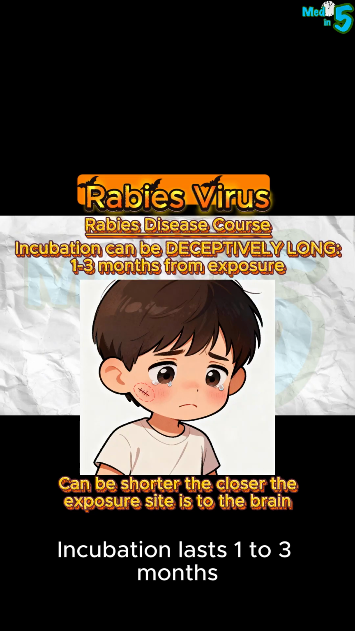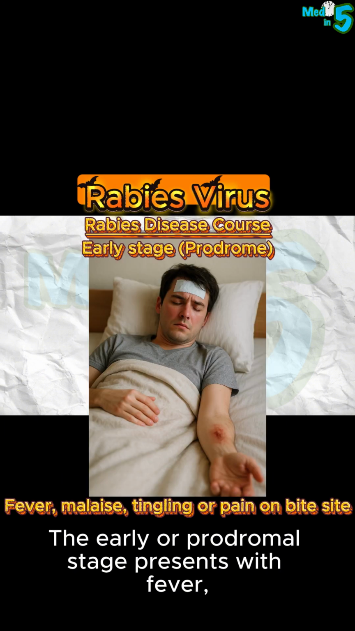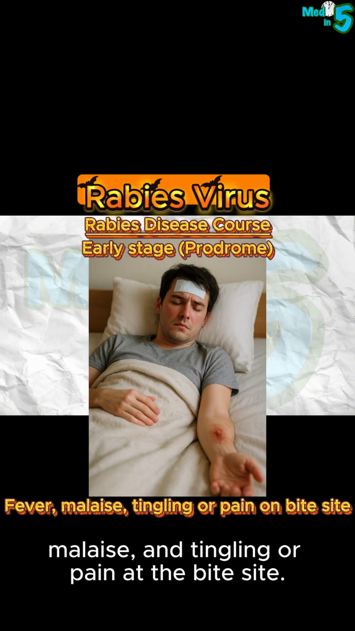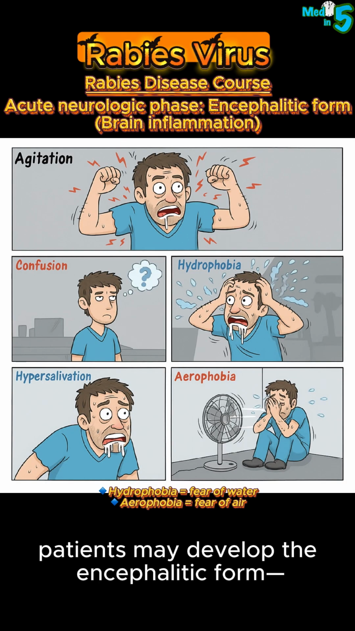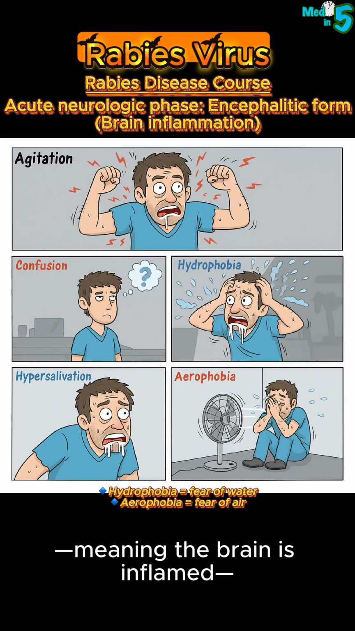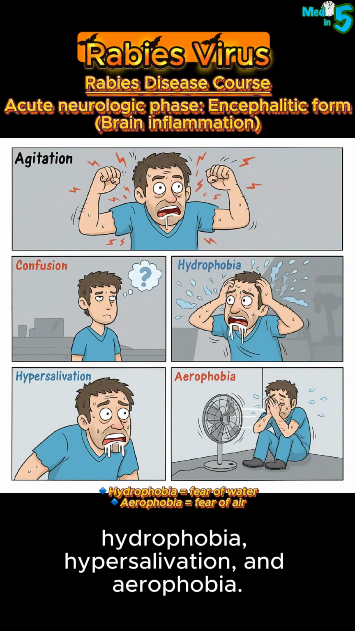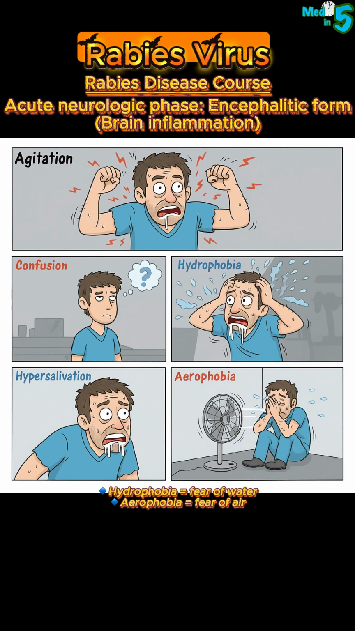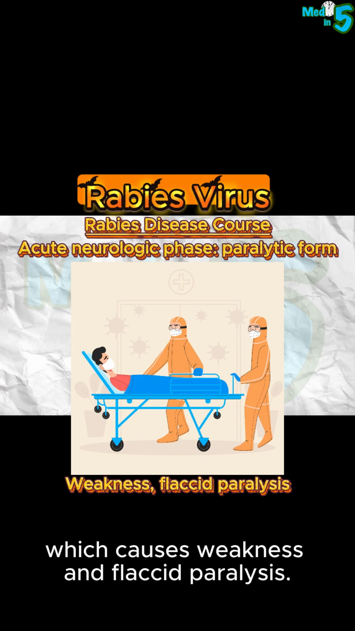Incubation lasts 1 to 3 months, but can be shorter if the exposure site is closer to the brain. The early or prodromal stage presents with fever, malaise, and tingling or pain at the bite site. In the acute neurologic phase, patients may develop the encephalitic form, meaning the brain is inflamed, showing agitation, confusion, hydrophobia, hypersalivation, and aerophobia. Others develop the paralytic form, which causes weakness and flaccid paralysis.